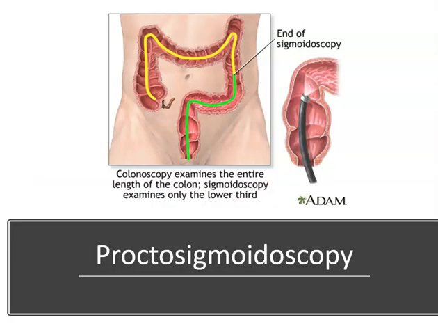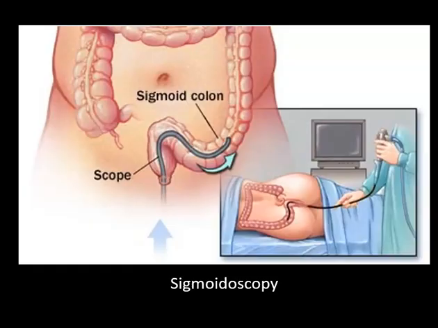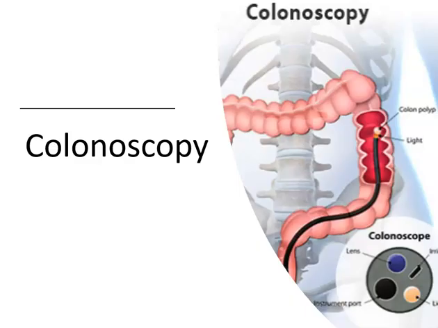So let's just go back to make sure we got everything. So we got proctosigmoidoscopy. That's on page 335. Sigmoidoscopy, that's also on page 335. And then our colonoscopy codes actually start on page 337. Okay, so pay close attention to that.